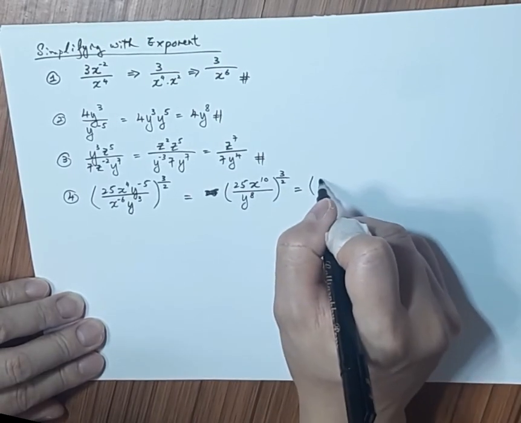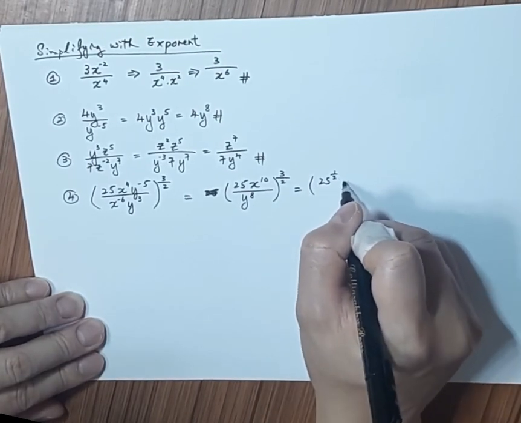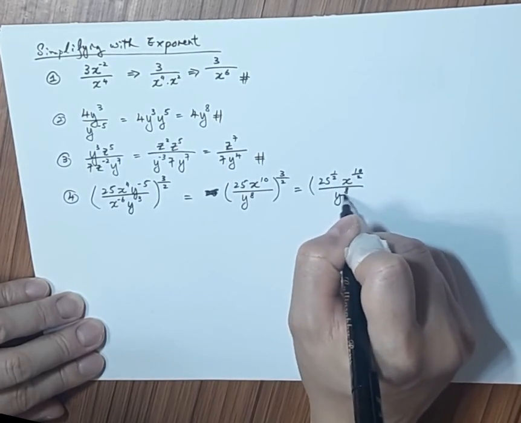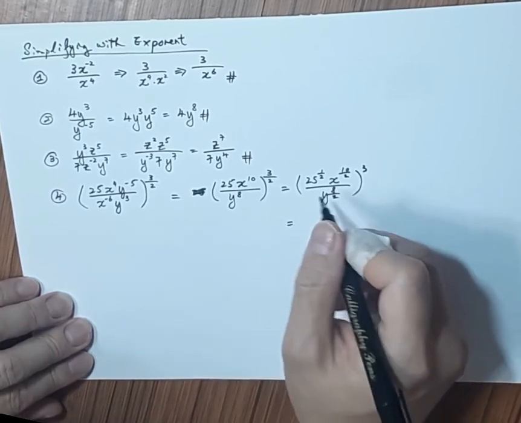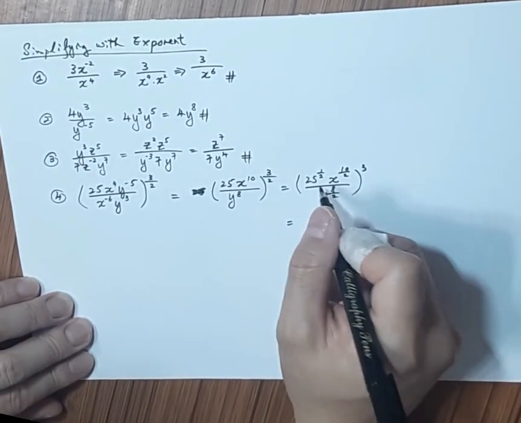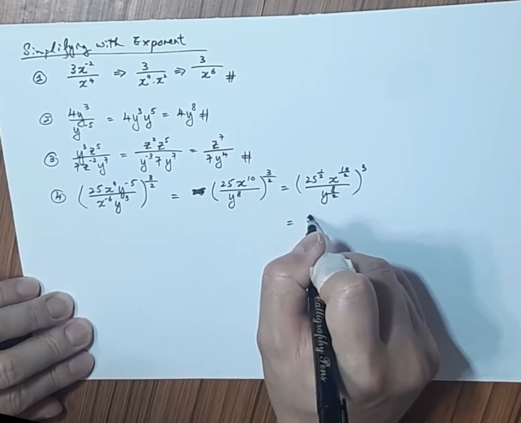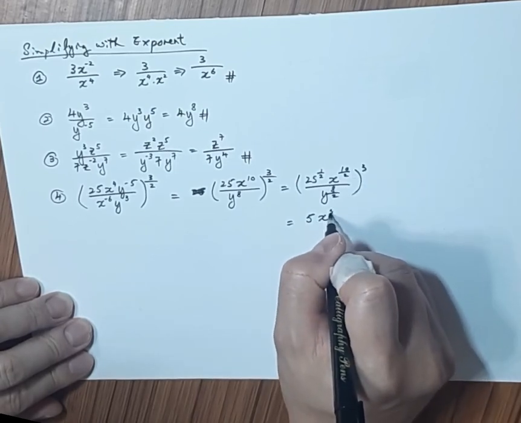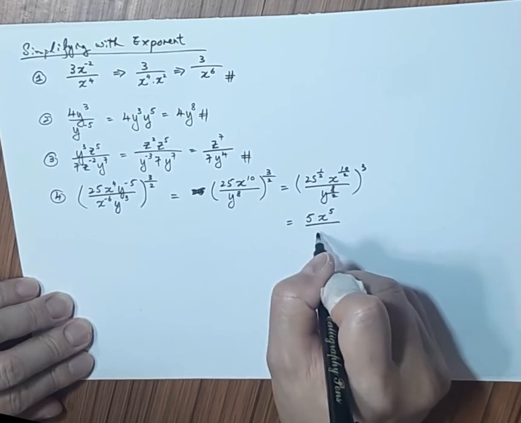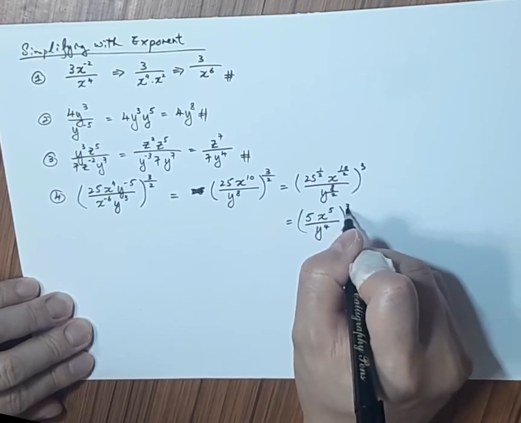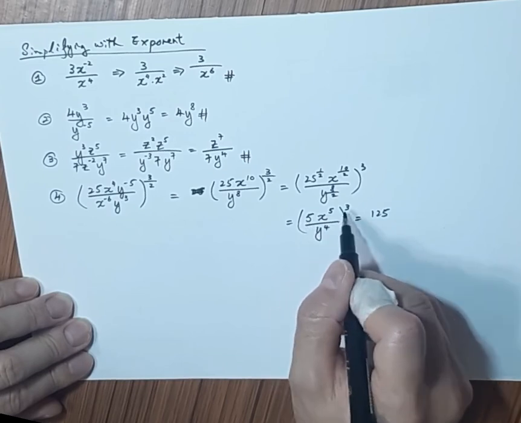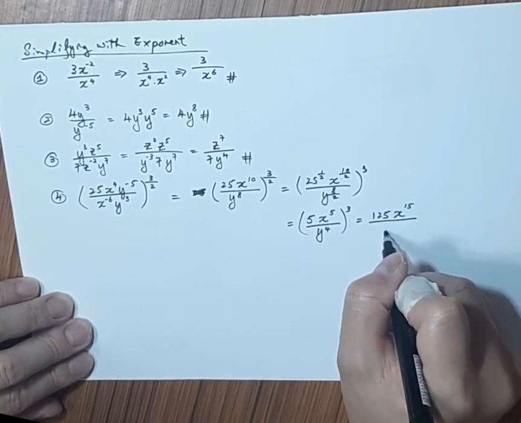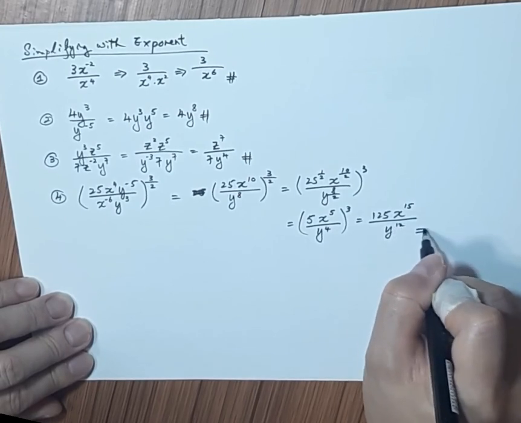Now we take the half into the bracket. We have 25 to the power of half, x to the power of 10 over 2, y to the power of 8 over 2, and the 3 is outside here. Now 25 to the power of half means the square root of 25, which is 5, and x to the power of 10 over 2 is x to the power of 5 over y to the power of 4, all together to the power of 3. We have 5 to the power of 3, which is 125, and x to the power of 15, y to the power of 12. This is the answer.